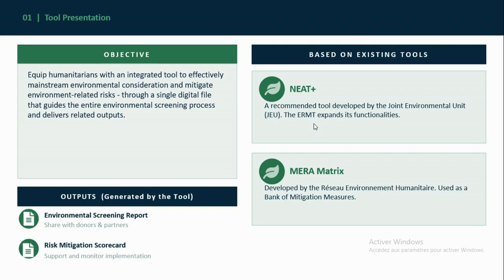So the objective for this tool is to help you conducting environmental screening from start to the end, and it includes generating the outputs. It is based on the NEET Plus, the Nexus Environmental Assessment Tool developed by the Joint Environmental Unit. The ERMT expands the functionality of the NEET Plus, and it also includes the MERA matrix, which is developed by the Réseau Environnement Humanitaire. The outputs that are generated by the tool is the environmental screening report to share with donors and partners, and the risk mitigation scorecard that is supporting on monitoring implementation.